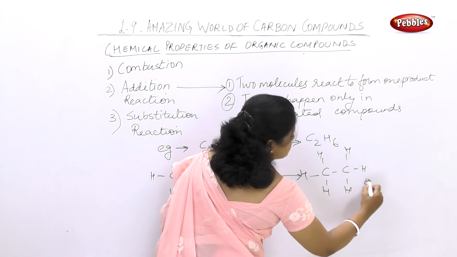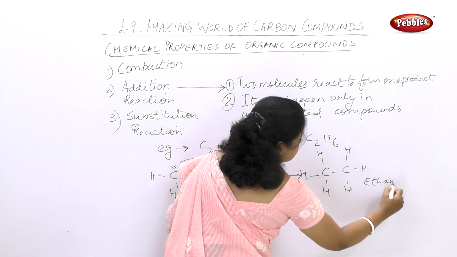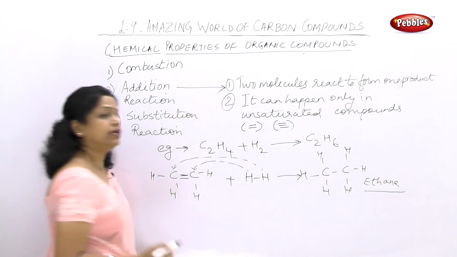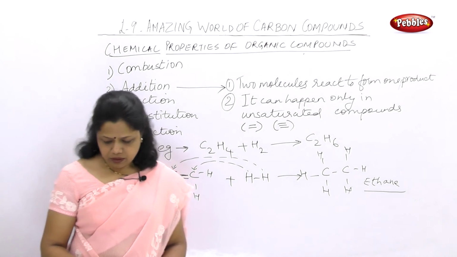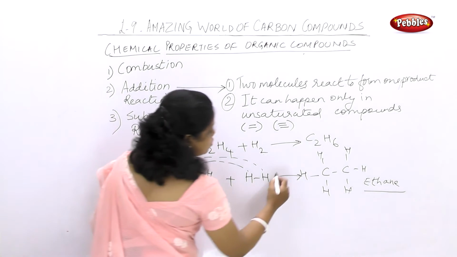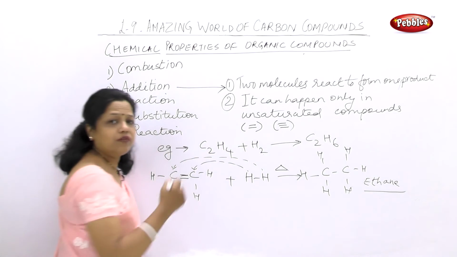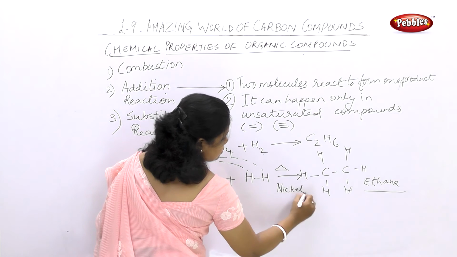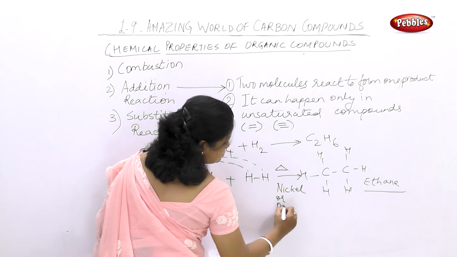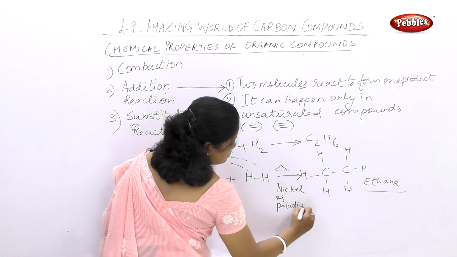So this is ethane. This is the addition reaction where ethene is getting converted to ethane. Now this reaction takes place only in the presence of a large amount of heat and nickel or palladium as catalyst.